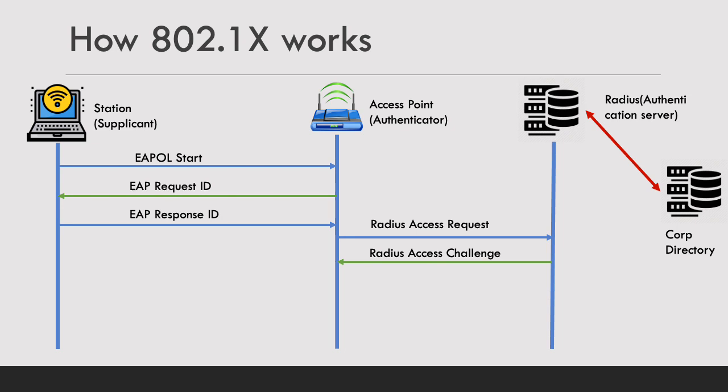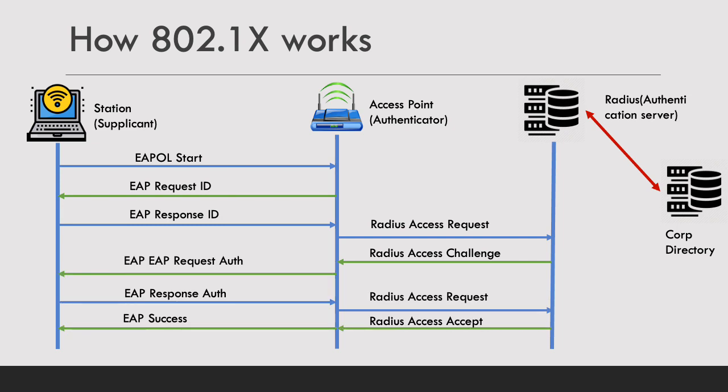Once the AP has the client's identity, it passes this onto the authentication server. Now, the authentication server might have all the credentials for the user stored locally, but most likely it's going to use an LDAP connection to the corporate directory. And it's going to ask the corporate directory, does this user exist? Once the corporate directory says yes, it'll send back a RADIUS access challenge to the access point.